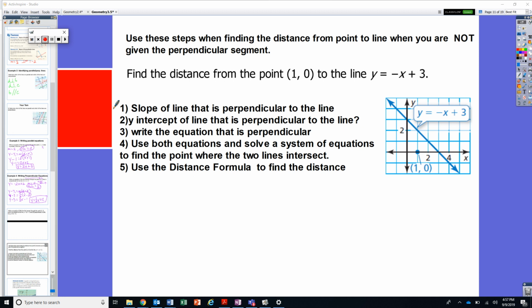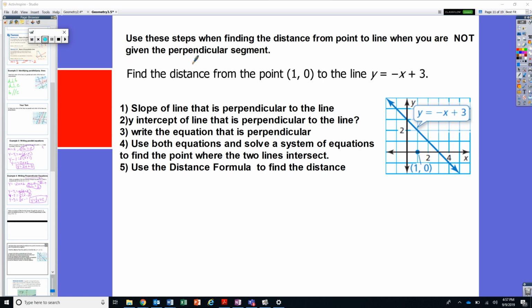All right, ladies and gentlemen, in this video, we are going to set a goal. Now listen up, all right? We are going to be utilizing what we know about the distance from a point to a line to find the distance from a point to a line if we are not given the perpendicular segment.